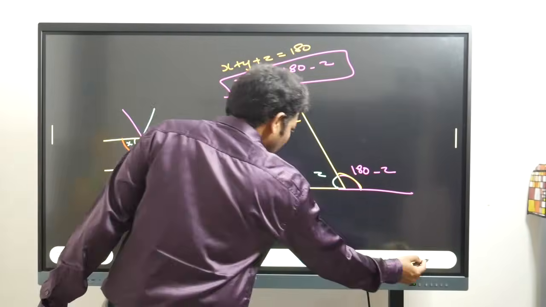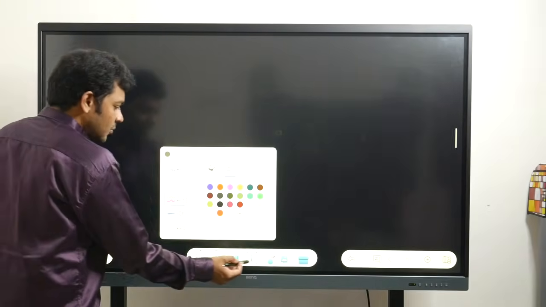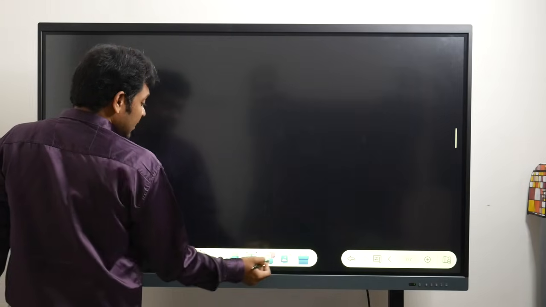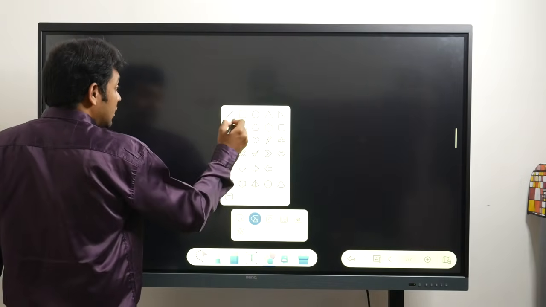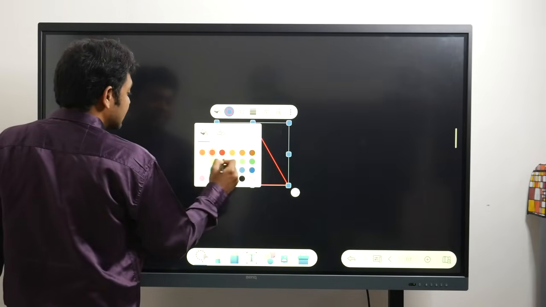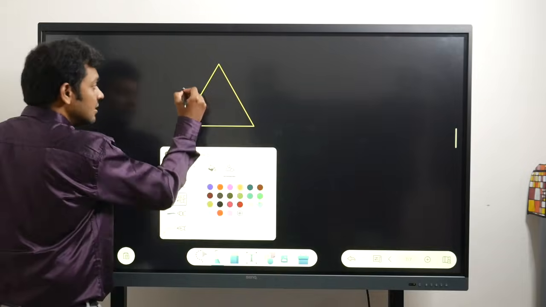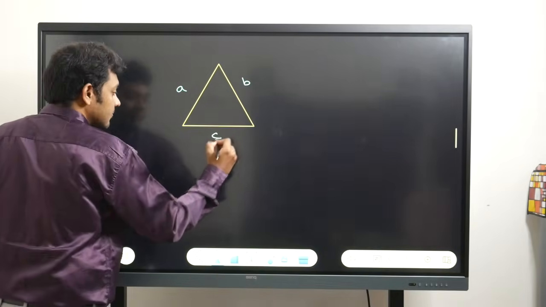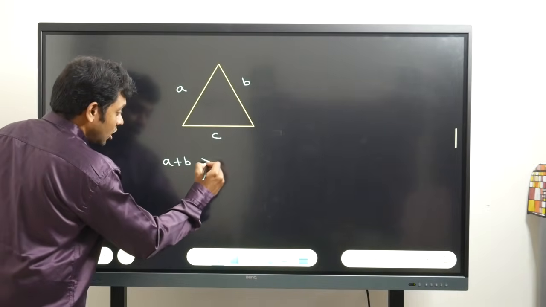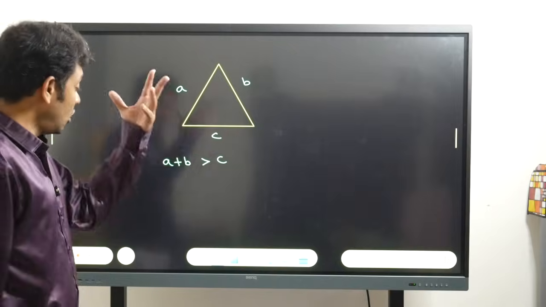Now, when I say triangle, you will have three sides. So a triangle is a polygon with three sides. There's a condition on which lengths will form a triangle. So in any triangle, if the sides are A, B and C, the sum of the two sides is always greater than the third side.